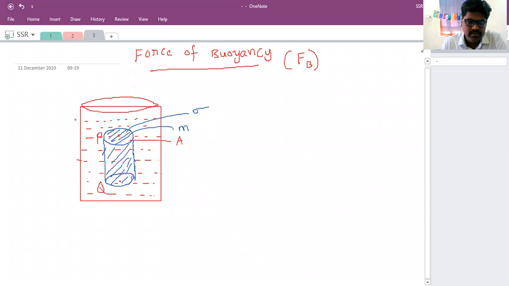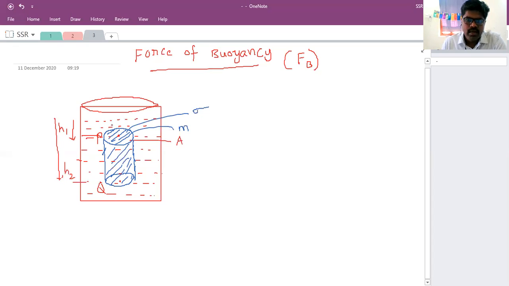From the free surface, the first face is at a depth of H1 level. The bottom surface is at a depth of H2 level. Top surface at a depth of H1, bottom face at a depth of H2. That means the pressure at the bottom surface is more than the pressure at the top surface, we know already. So there is a resultant pressure difference, and that pressure difference makes a net force act in the upward direction.